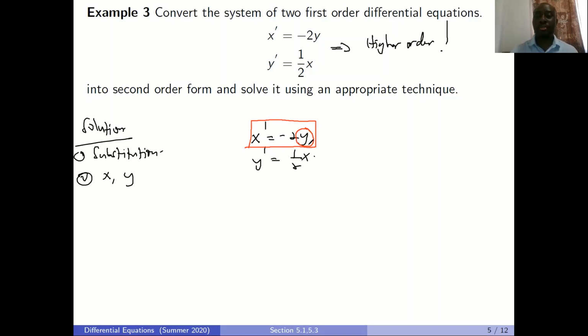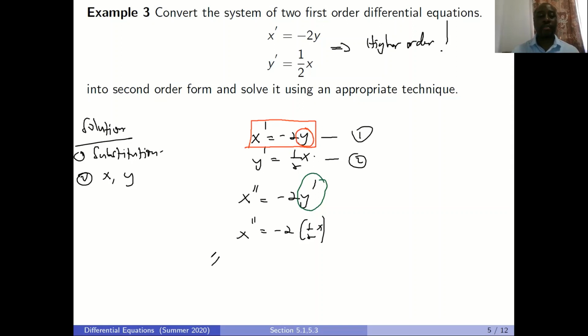to make a substitution for the y here, what I can do is to differentiate this equation once. That will introduce a y prime into the first equation. Let's call this equation 1, and let's call this equation 2. So if I differentiate the first equation, I get x prime prime is minus 2y prime. Now I have introduced a y prime. Then I can use my second equation to replace y prime. So I have x prime prime is now minus 2, 1/2 x.